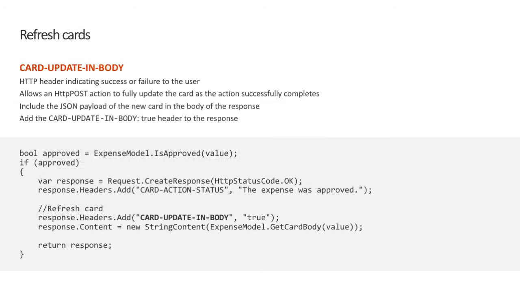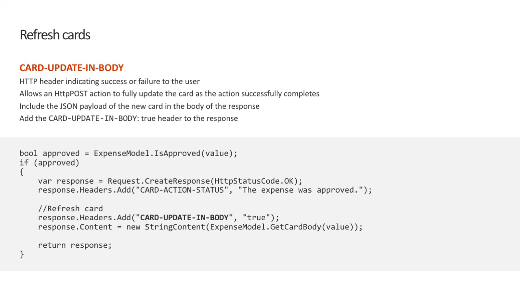Now, the last thing to cover is a refresh card. When the user completes an action, the card body can be refreshed to include details of the interaction, such as the expense approval number or the ticket that was approved. The way you're going to do this is, in the middle of the slide there in the code update, you'll see where it says refresh card.